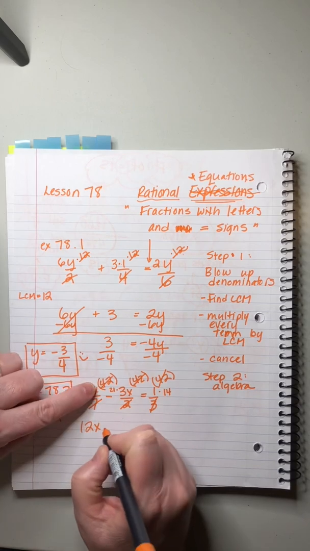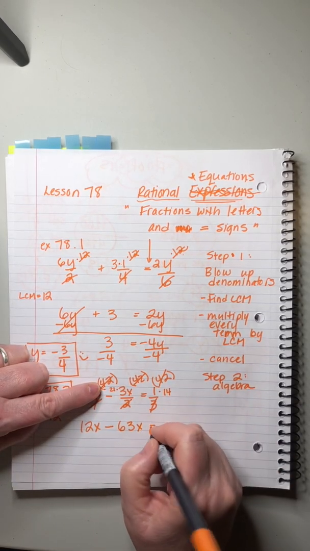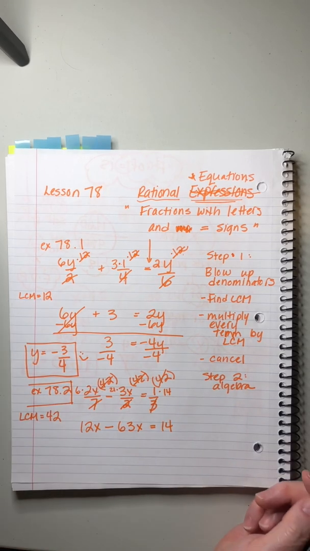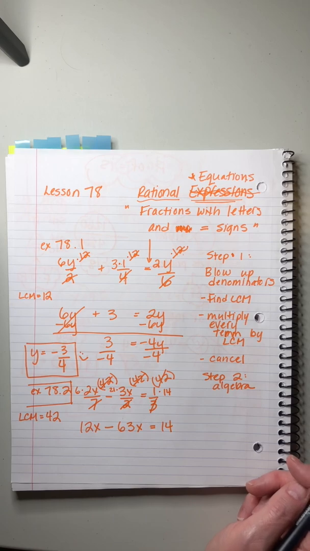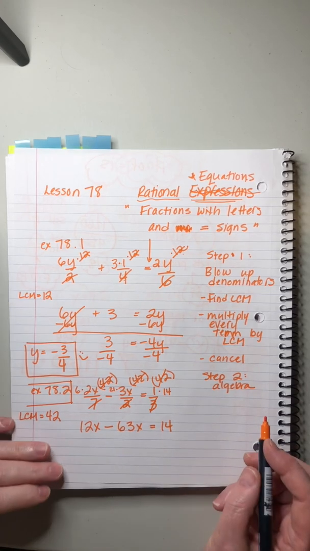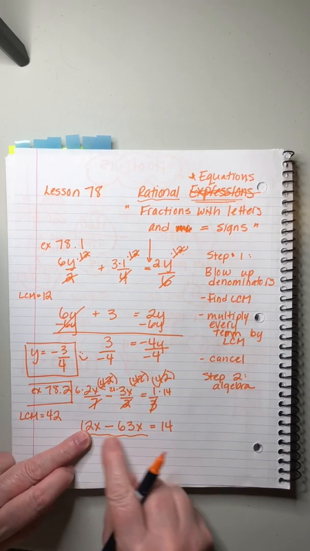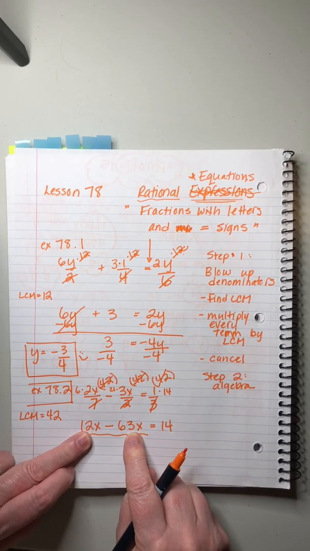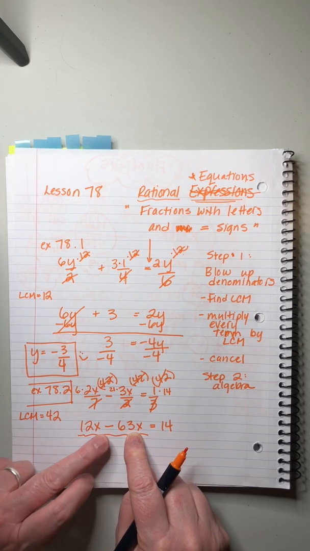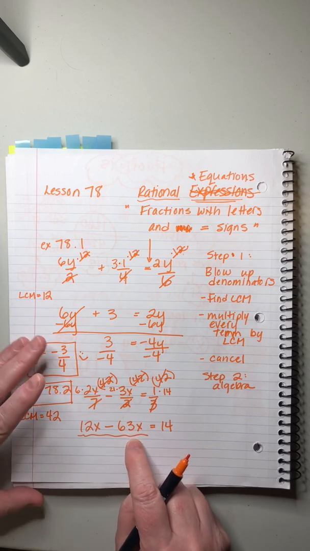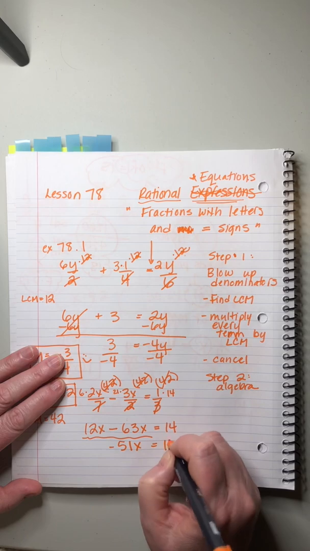12x minus 63x equals 14. Combine like terms. 12 and 63 are going in opposite directions, so I'm going to subtract 12 from 63, and then my answer is going to be negative. So that's what, 51? Negative 51x equals 14.